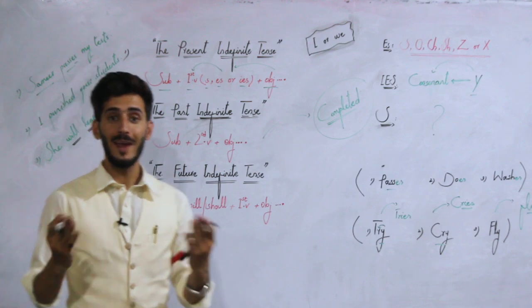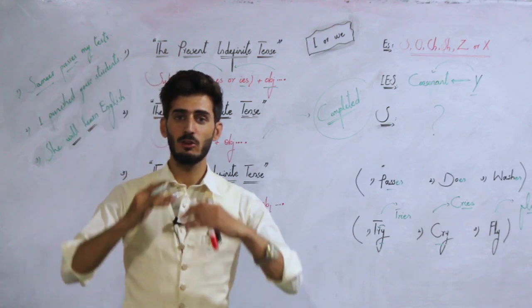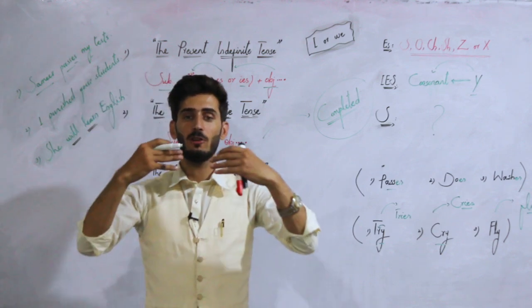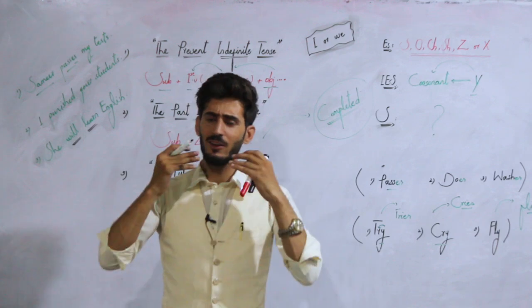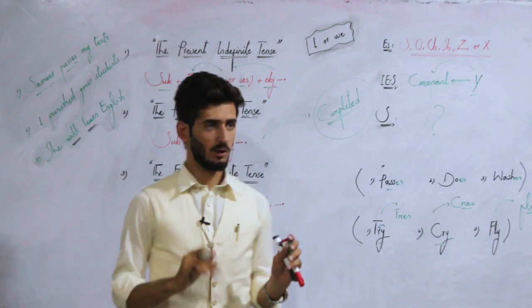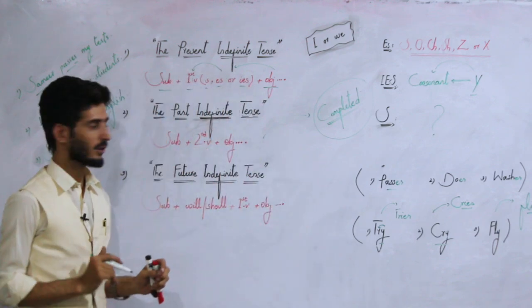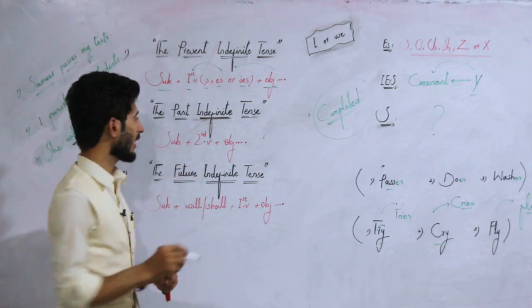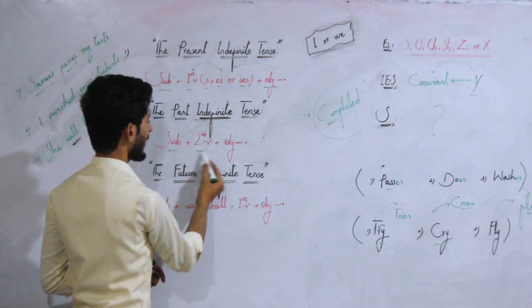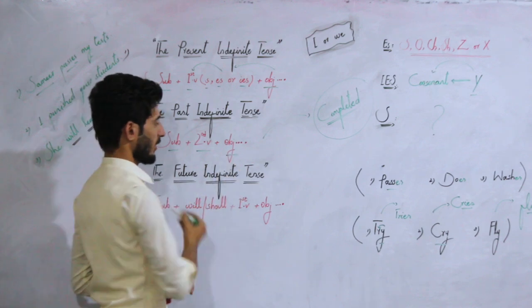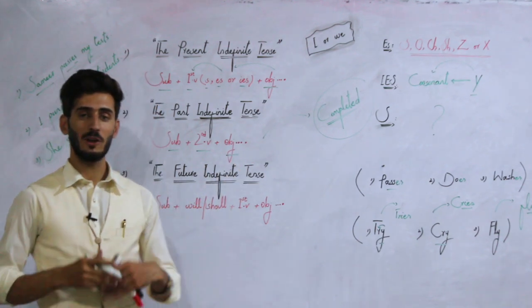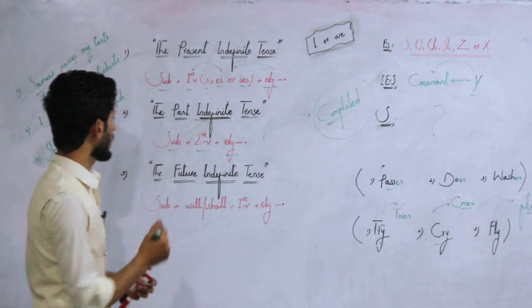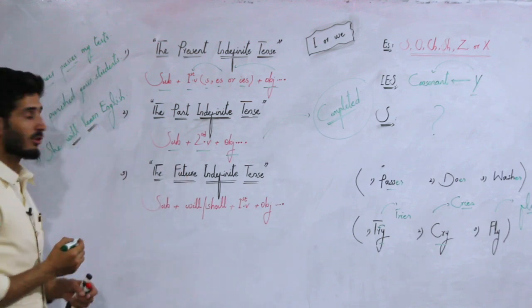So whenever you want to talk about any completed action, whenever you want to talk about an action that has taken place, that has been completed, that has been finished, you will use the past indefinite tense. And the structure of past indefinite tense is subject plus second form of verb, object. We use second form of verb to express a completed action. Let me give you an example following the structure.